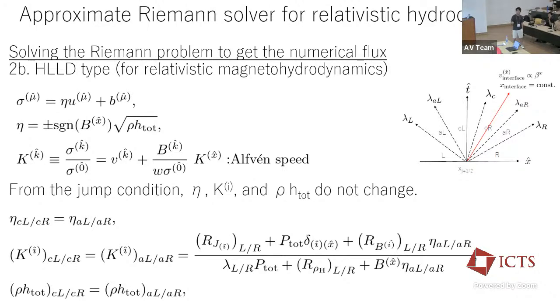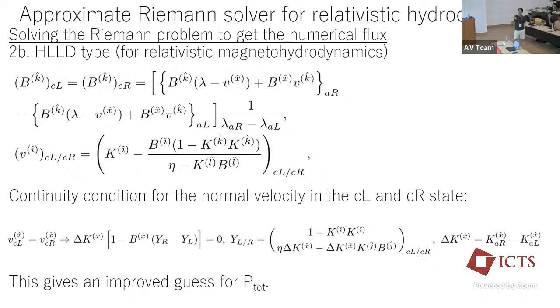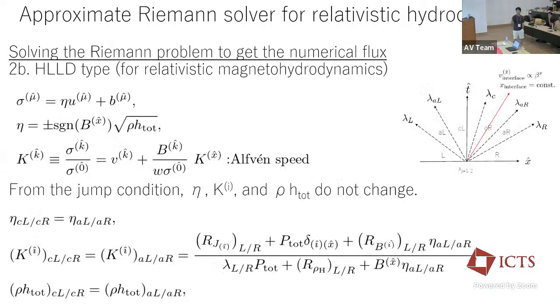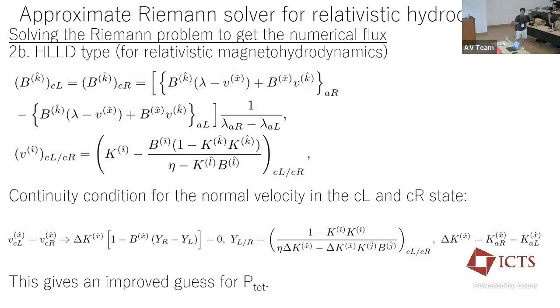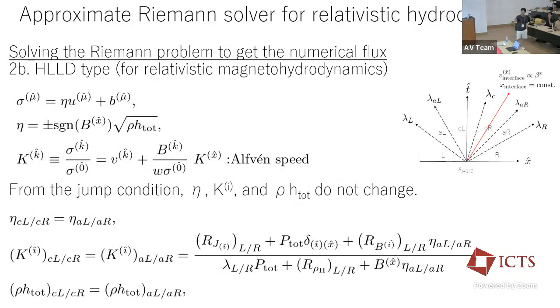So then you can write down the known quantities given the initial guess for the total pressure. The final task is to connect the CL and CR states. And the magnetic field in the CL and CR states is given by this equation. This again comes from the Rankine-Hugoniot relations. And finally, you have the 3-velocity expression in the CL and CR states, because at the contact interface, the x component or normal component of the 3-velocity should be continuous.